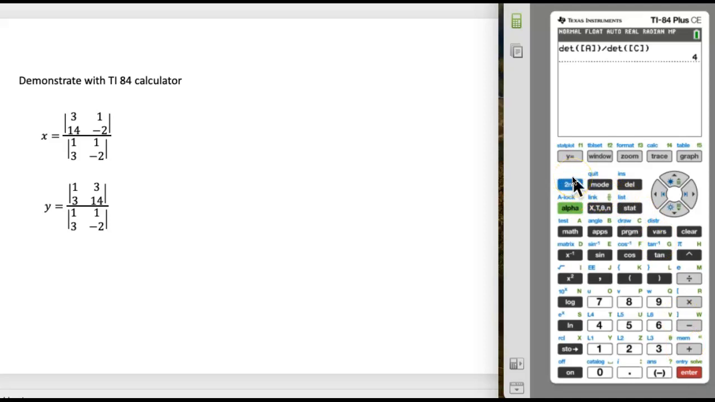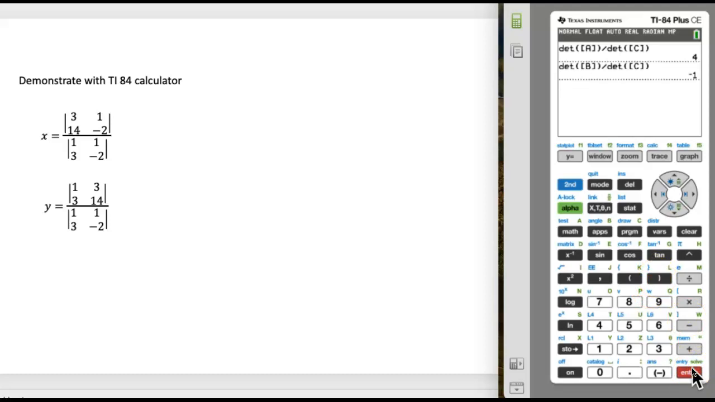And then I want to do just the same thing again, except this time with matrix B. So I'm looking at the determinant of matrix B, close parentheses, divided by the determinant of matrix C, close parentheses, and that gives us -1.